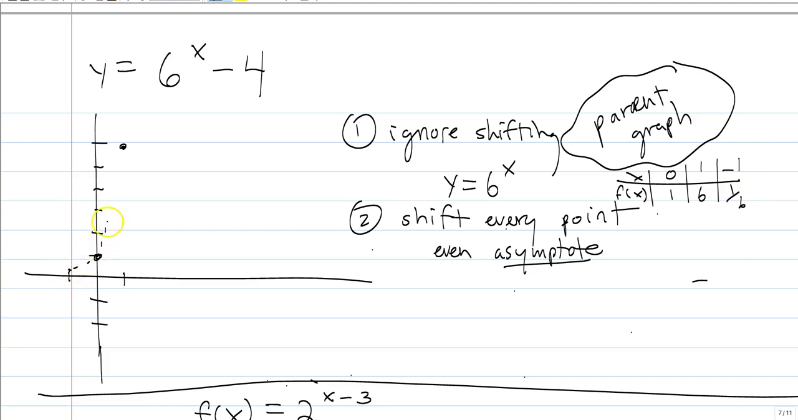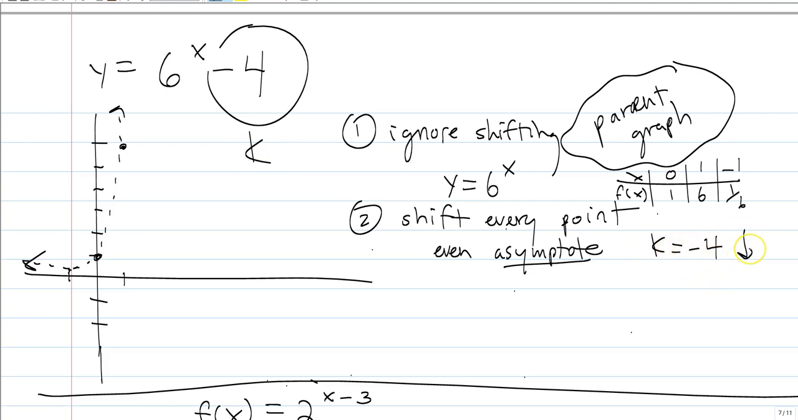This is what the parent graph looks like. This is not my final graph. We're close, right? This is what the parent looks like. All I've done is ignore the shifting because I know that doesn't change the way the graph looks. Now, how do I get the final graph? Well, we shift it -4. Is that an H or a K? Since it's not with the X, that's a K. A K of -4 means the graph will shift 4 vertically down.